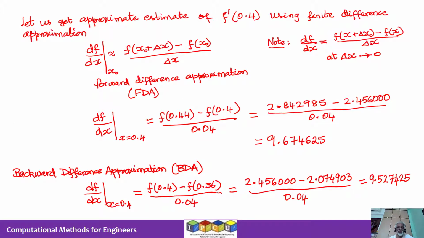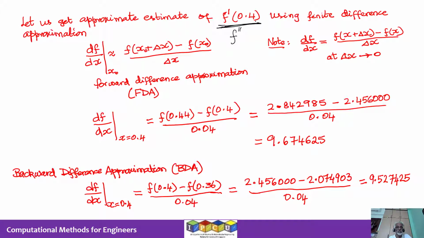Now the other route is we can use this concept of finite difference approximation. So we are trying to get an estimate of the derivative. So I put f dash. If I put f dash, it means the first derivative. If I say f double dash, it means the second derivative and so on. So we are trying to find out the derivative of the function at x is equal to 0.4. And the idea is you can have different approximations to the derivatives of functions.